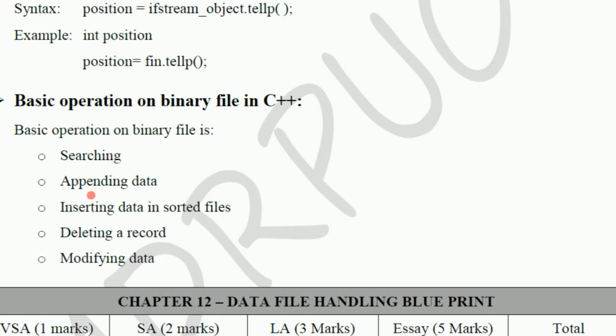Okay, appending the data, we can add the data at the end when there is already one file with some information. Inserting data in sorted files, if there is already a sorted file, we can add it at the end. By that we can easily search the information. So searching information in a sorted file takes less time compared to an unsorted file. Deleting a record, we can delete one specific record at one position. Then we can make the changes in the data.